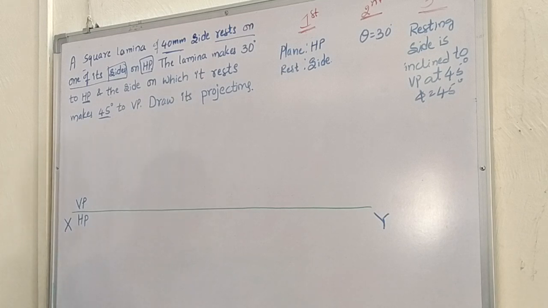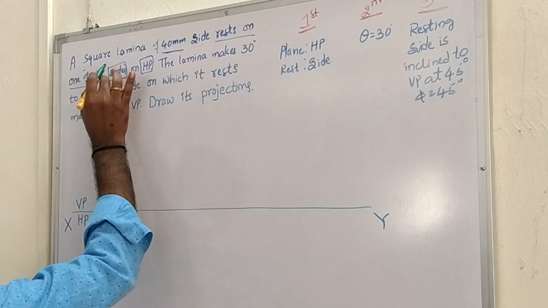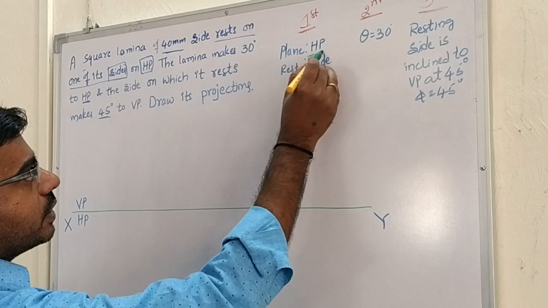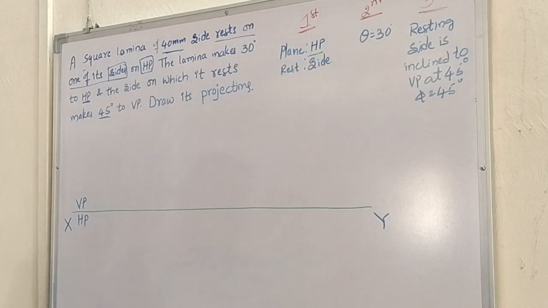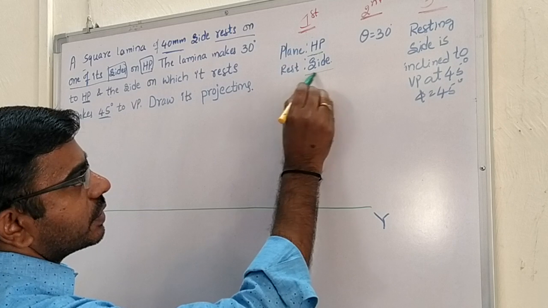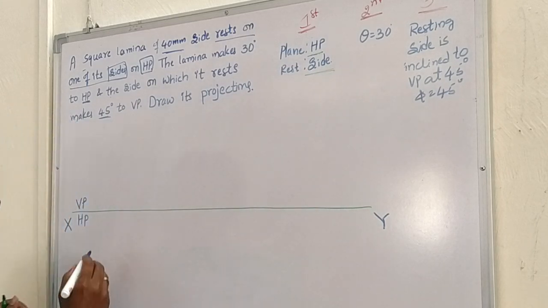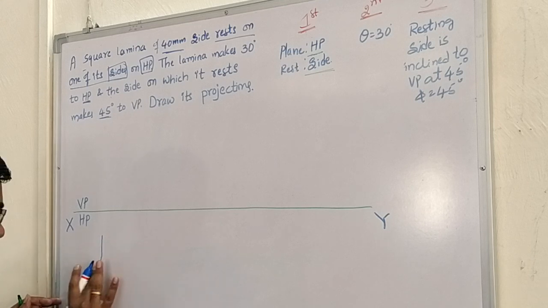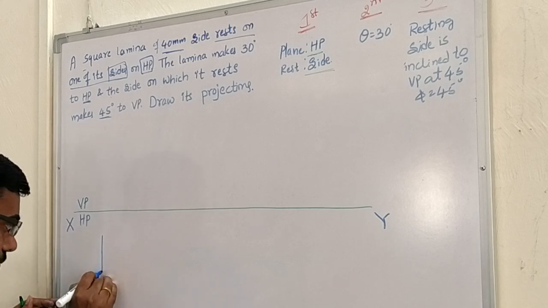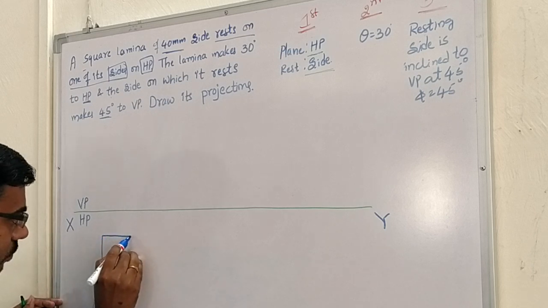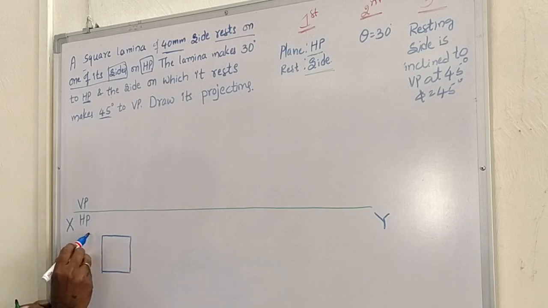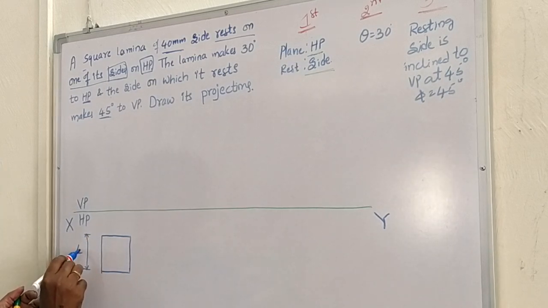First portion. The given lamina is square. I want to draw the top view first since it is on HP. I want to draw the top view resting on side. Draw the top view as a square resting on side. Each side is how much? 40. This 40 is given.